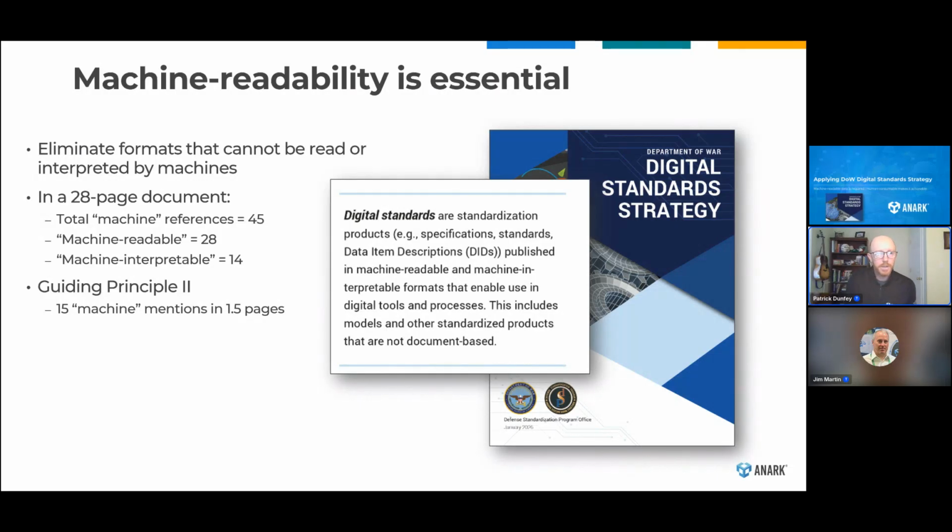So the goal here and how we did this, we looked at the document. I went through the document and we found that in a 28-page document, the word machine is referenced a total of 45 times. Machine readable, 28 times. Machine interpretable, 14 times. In guiding principle 2, which is one of the key guiding principles of the strategy, we'll come to in a couple slides here, that particular guiding principle mentions machine 15 times in 1.5 pages. So needless to say, it's very important.